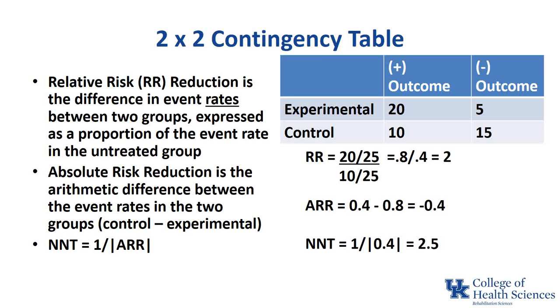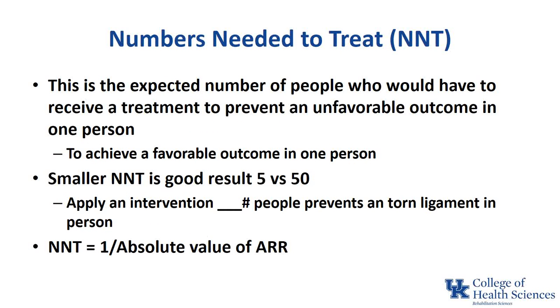But basically this would say that I need to treat 2 to 3 people to prevent a torn ligament, if we go back to that previous example, or if I said it the other way, to achieve a favorable outcome in one person, I need to treat 2 to 3 people.